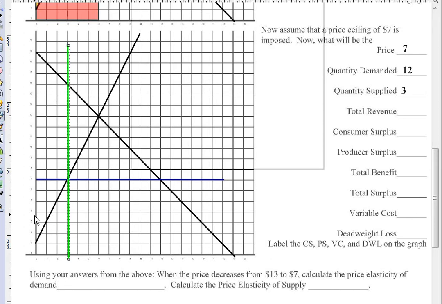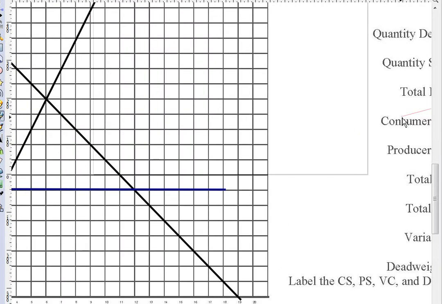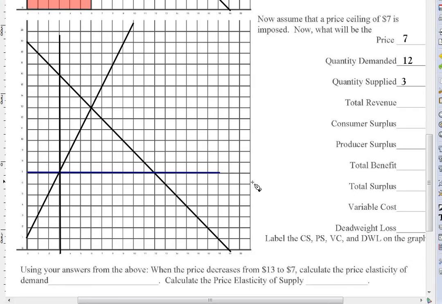So, given that that's true, what's the total revenue going to be? Well, we're selling 3 units for how much? 7 each. So the total revenue is going to be 21. Whoops. What just happened? Hold on. Sorry about that. I hit some key and the picture went wild there. So we were talking about how the quantity supplied is 3, the price is 7. So that means the total revenue will be 21.